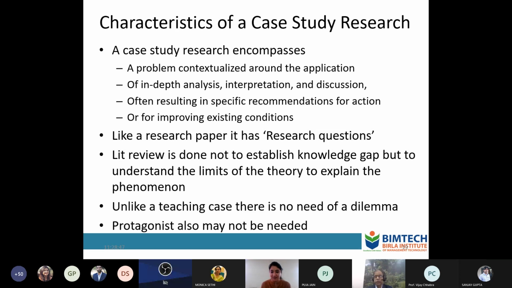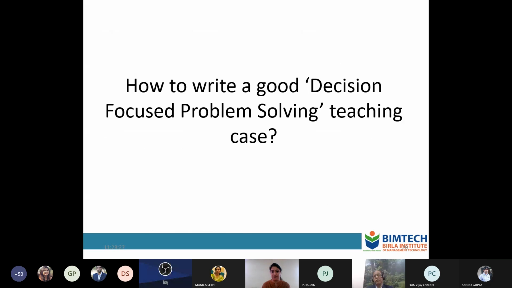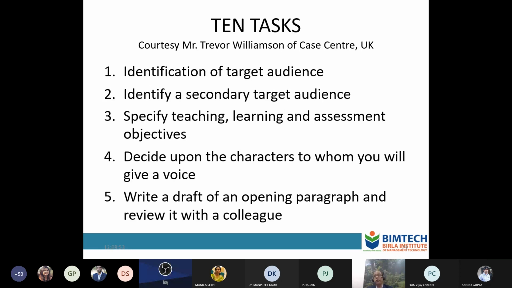So I proceed. Briefly, I wanted to share with you what are the basic steps that you should keep in mind while writing a decision-focused problem-solving teaching case. Decision-focused problem-solving, because these two are the skills that we want. Obviously, you have a target, and for target of a teaching case are your students. But there is a secondary target also.